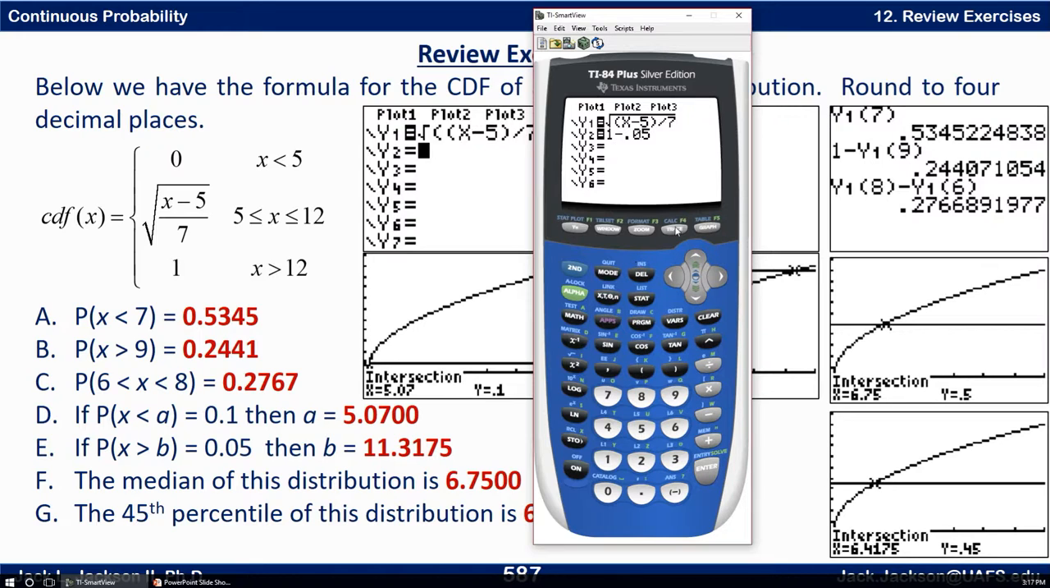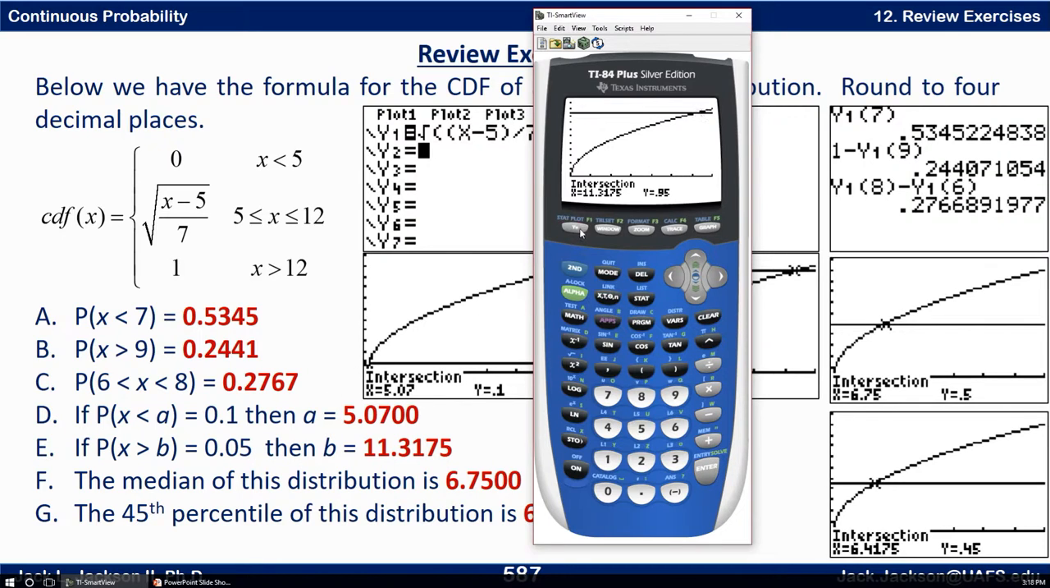Again, we want to do a calculate intersection, number 5. First curve, just hit enter. Second curve, hit enter. And for the guess, use your right or left arrow to get close to where they cross. It doesn't have to be perfect, but kind of close. Enter, and there's the x value that we're looking for. And of course, the y value is the 0.95, which is the probability to the left. So the distance this horizontal line is from the x-axis is 0.95. The distance it is from y equals 1 is the 0.05.